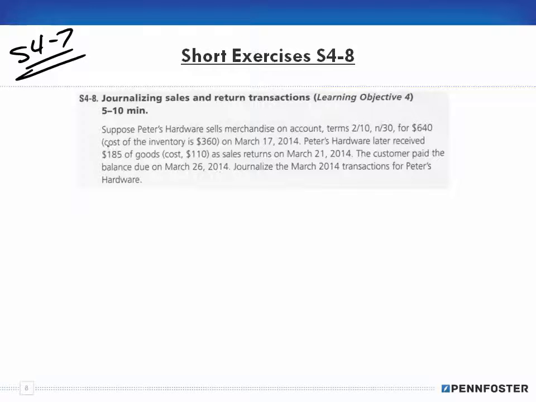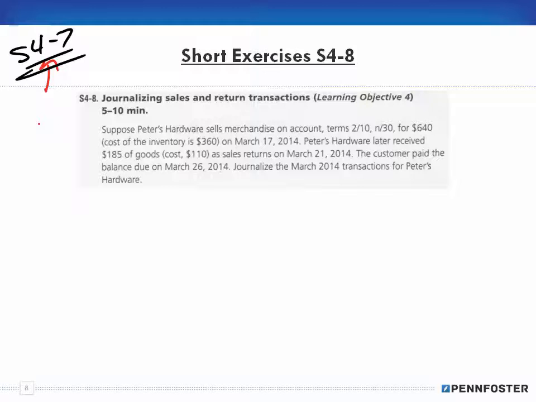But the first part of this problem says, suppose Peters Hardware sells merchandise on account, 2% 10 net 30, for $640, and the cost of the merchandise inventory was $360. Well, I'm not going to go through the explanation of how to make those journal entries. I'm going to make them so that you see them, but the thought process is in problem S4-7. So go back to the previous video and watch that if you don't get it.